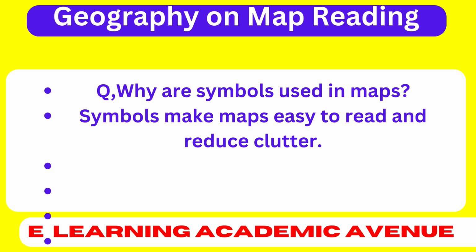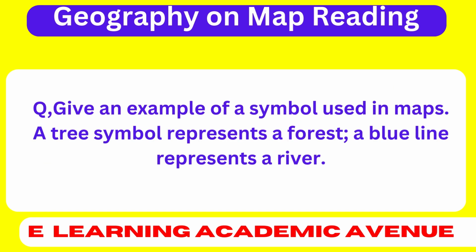Question 32. Why are symbols used in maps? Symbols make maps easy to read and reduce clutter. Question 33. Give an example of a symbol used in maps. A tree symbol represents a forest. A blue line represents a river.